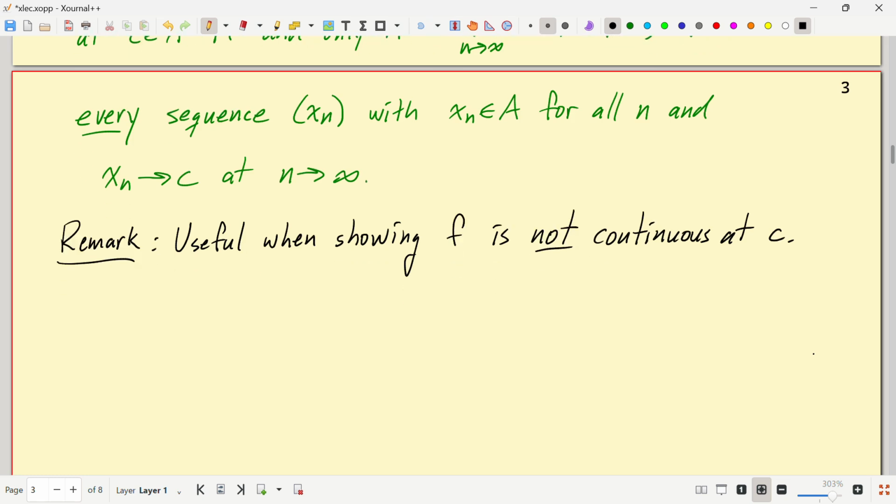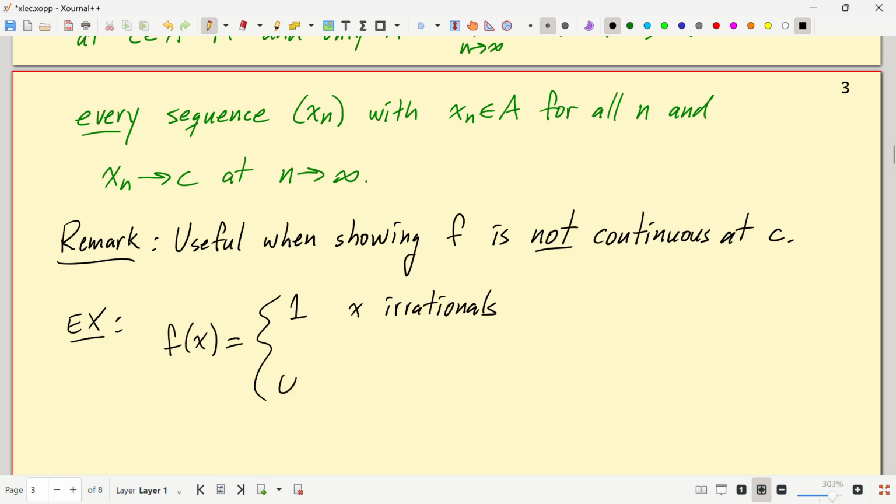So the famous example of a not continuous function is f of x equals, take your pick, how about 1 if x is irrational, zero if x is rational. That's a famous function.